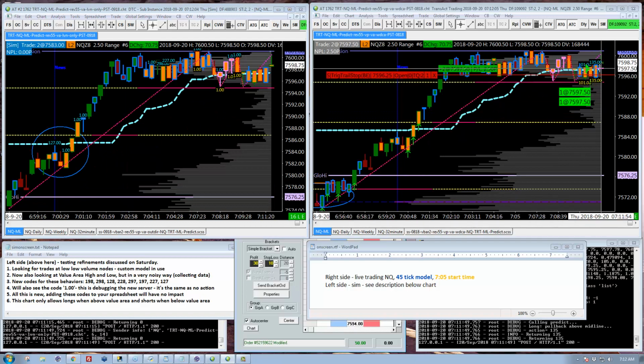All right, so we got long there, way up here at the edge. As a human, this is not a trade I would take. We got to the 10 tick, so stop is entry minus 5 now.